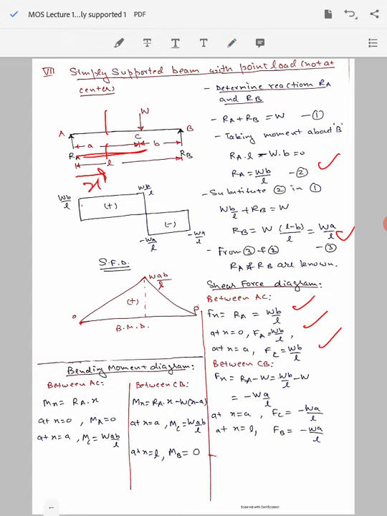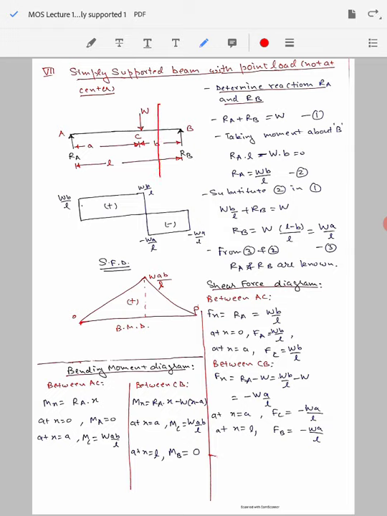Now if we write the equation for the segment CB, we need to assume the beam to be cut somewhere between C and B. So let's say that the beam is cut here. We assume that the beam is cut somewhere here, and this is the distance x from the left end, and let's look at what forces are acting on the left hand side of this portion where the beam is cut. There is a reaction force RA and there is applied force W acting in the opposite direction. So our shear force equation will be simply RA minus W.